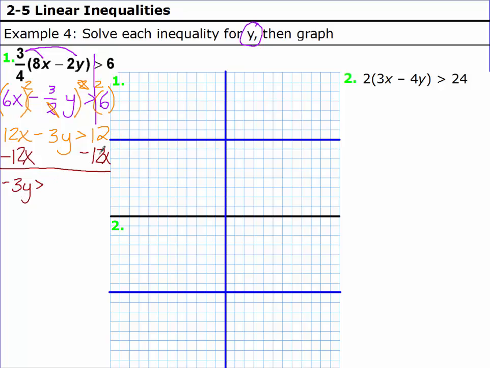Remember that these two are not like terms. A lot of times you see those numbers being the same and you want to cancel them out. But this has an x, this one doesn't, so keep them separate. Not like terms. Okay, divide by negative 3.